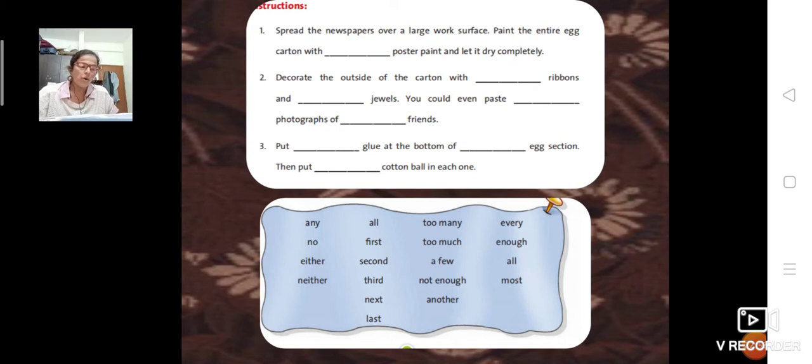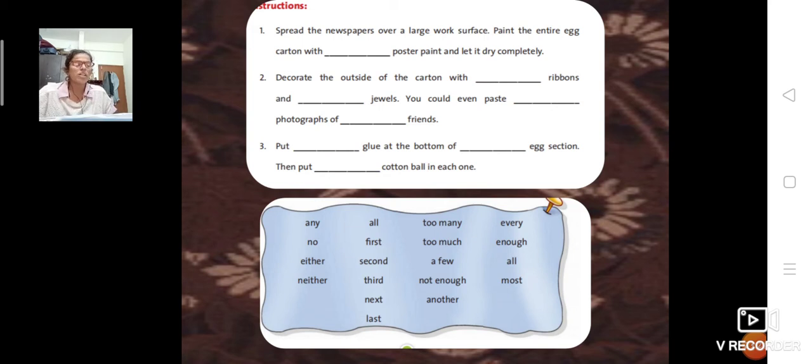Then put some cotton ball in each one. The jewelry box is ready. Okay, once again I will just read it for you. Spread the newspaper over a large work surface. Paint the entire egg carton with some poster paint and let it dry completely. Decorate the outside of the carton with several ribbons and many jewels. You could even paste a lot of photographs of some friends. Put a little glue at the bottom of an egg section, then put some cotton ball in each one. The jewelry box is ready.